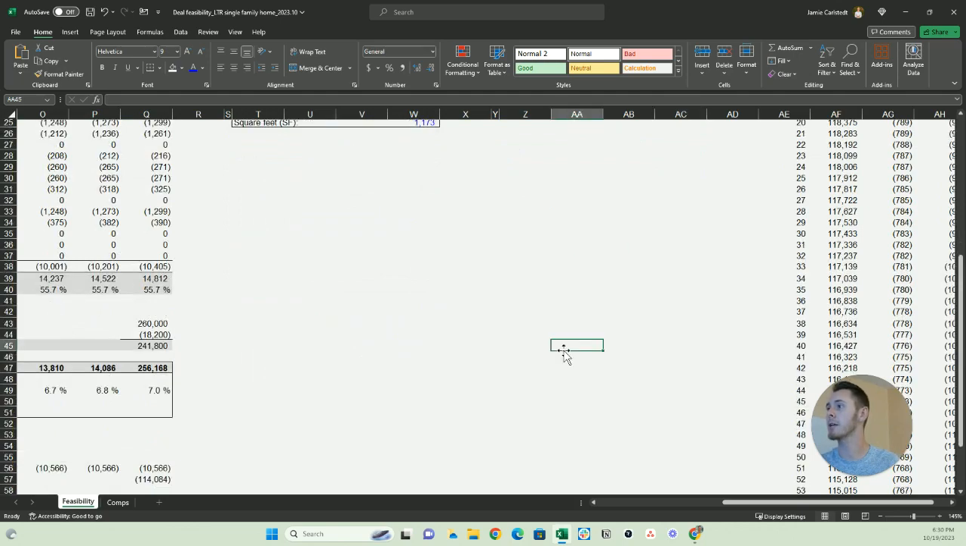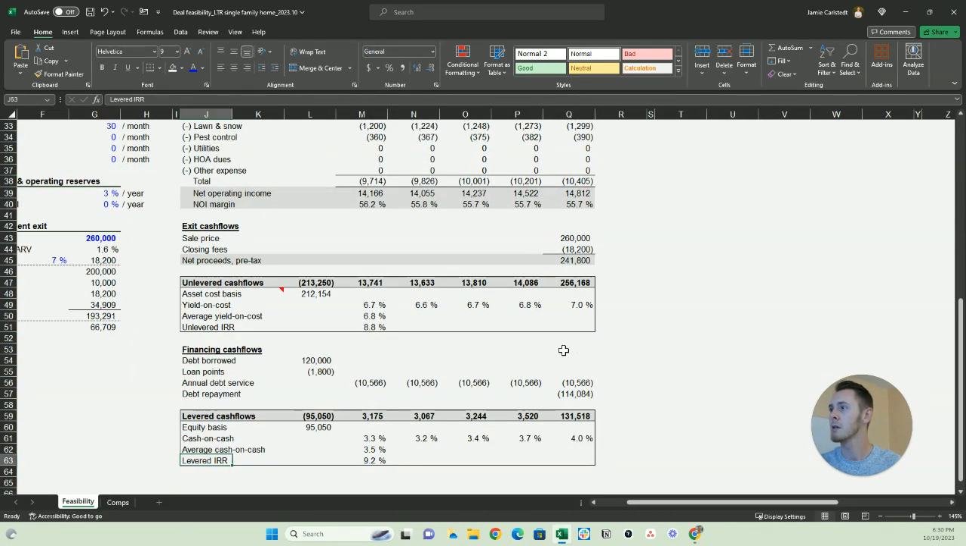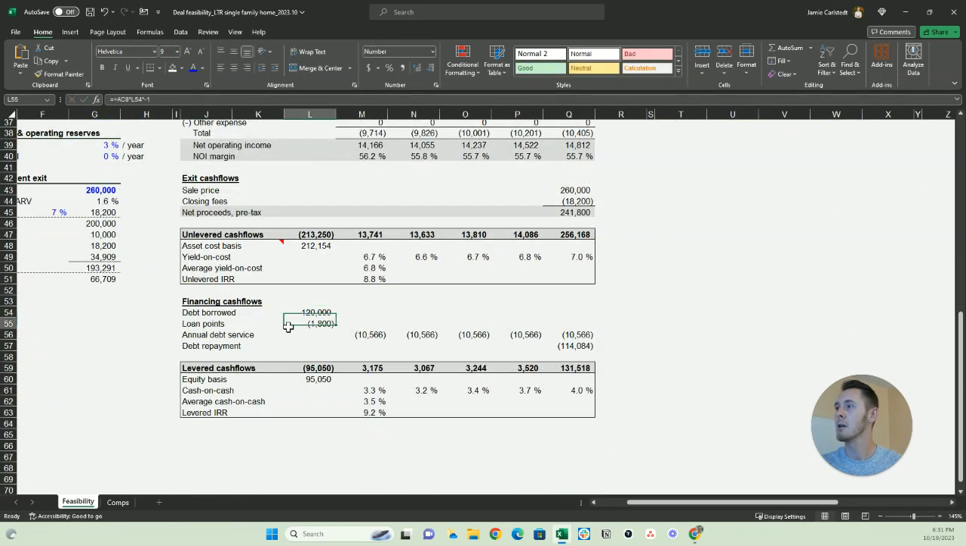So now if we come down here, we made those loan assumptions. Now we get down here and we can see debt borrowed $120,000. Well, that's the LTV, the 60% multiplied by this $200,000 here, the purchase price. Our loan points, which was the 1.5% upfront on our loan proceeds, which is the $120,000.